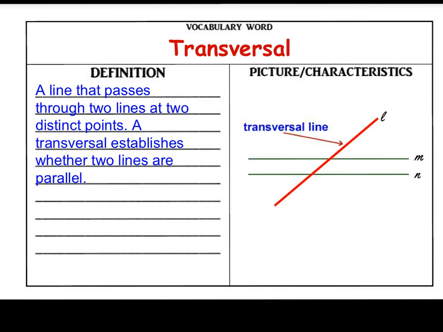All a transversal is, is a line that crosses parallel lines. I have my transversal line L crossing my parallel lines M and N. Go ahead and pause the video and copy the definition.